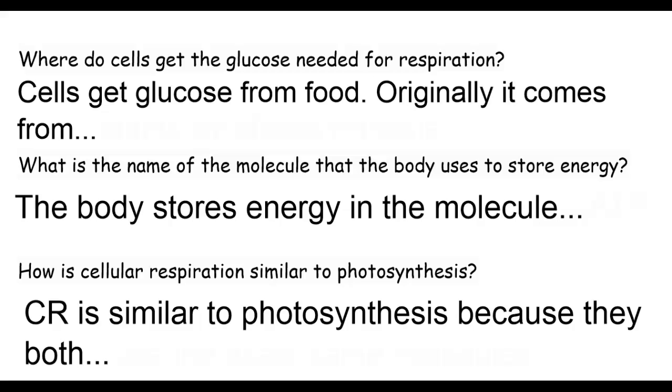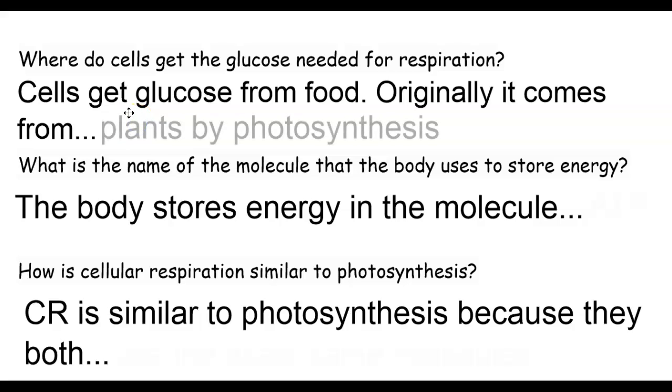Okay, welcome back. Thanks for doing these. Where do cells get glucose for respiration? Well, from food. Originally, food is made by plants through the process of photosynthesis. Photosynthesis creates glucose. What's the name of the molecule that stores energy? We just talked about it. ATP.